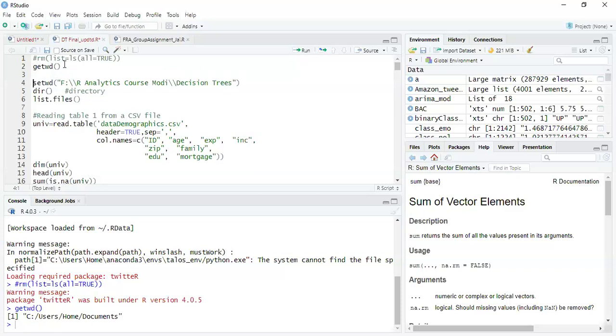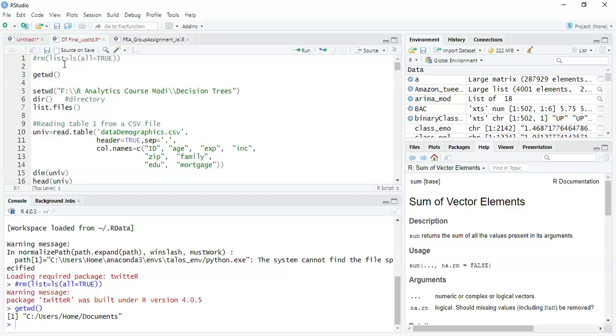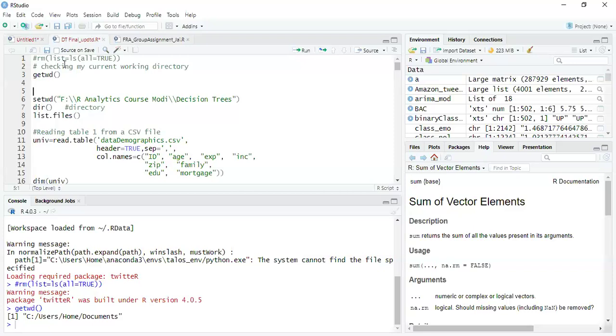I want to set a new working directory. So let me write here, checking my current working directory, which is different from where my files are stored. My files are stored in F drive. In that I have something called R analytics course modified folder. In that I have a subfolder with trees, that is decision trees. In this I have all the files.